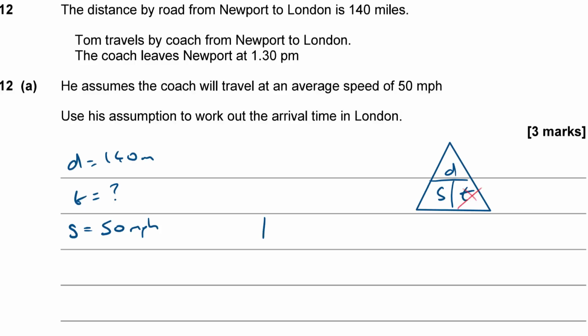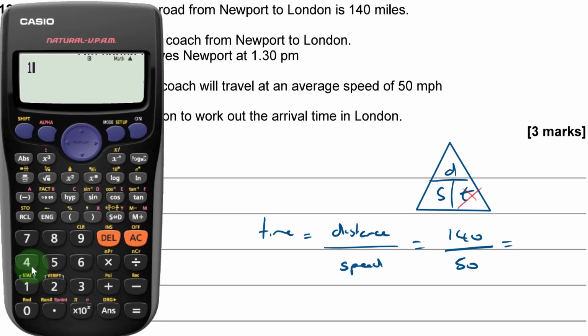So time taken is equal to distance travelled divided by average speed, which is 140 miles divided by 50 miles per hour. 140 divided by 50 gives me 2.8. Now that's a decimal number. So it's 2 hours and 0.8 of an hour.